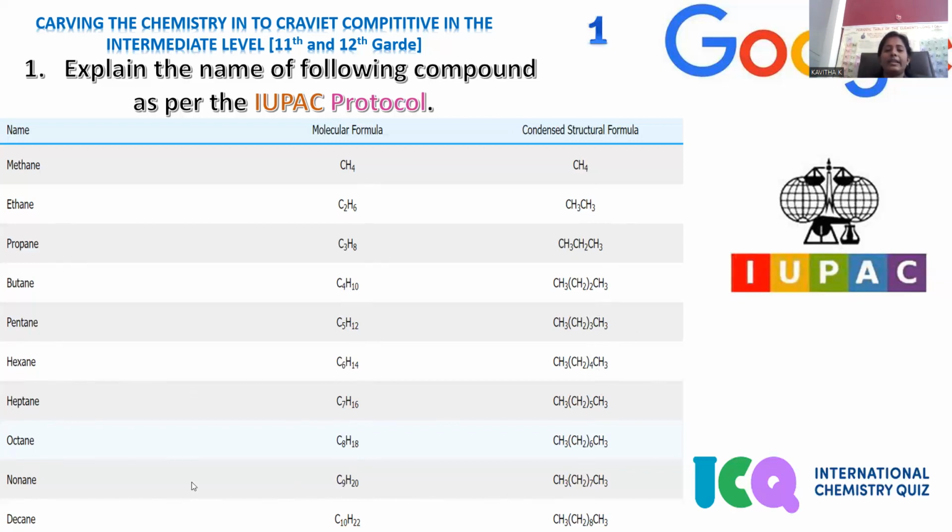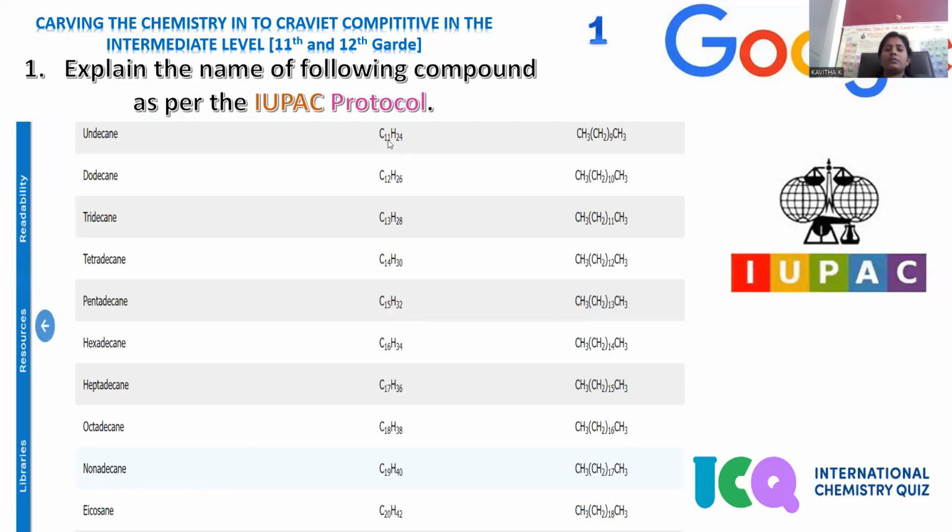Ten carbons for decane. And if you rise more carbon, C11 is called undecane, C12 is called dodecane, C13 is called tridecane, C14 called tetradecane. Deca for 10, tetra for 4, so that 14 it will be. C15 called pentadecane, C16 called hexadecane, C17 called heptadecane, C18 called octadecane, C19 called nonadecane, C20 called eicosane.